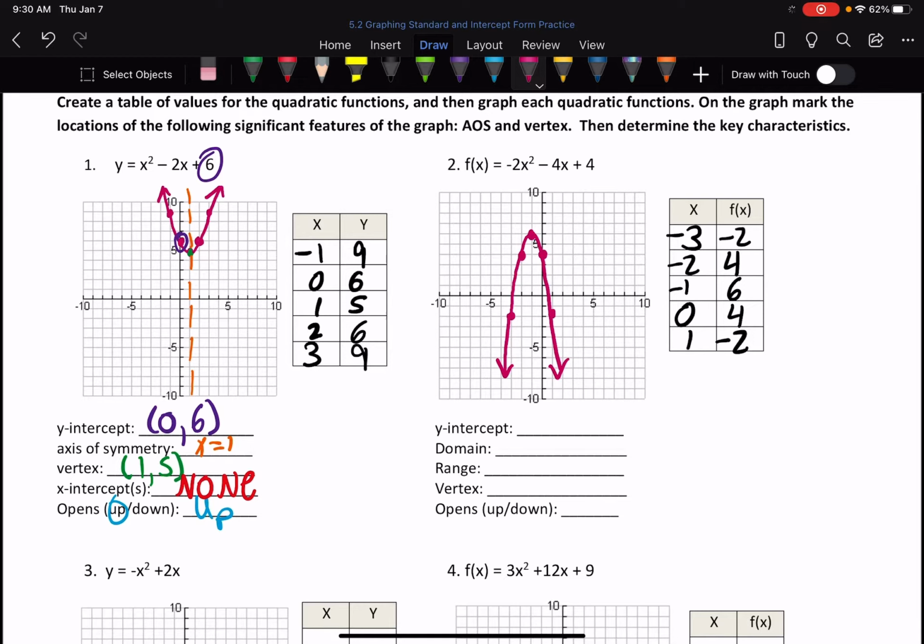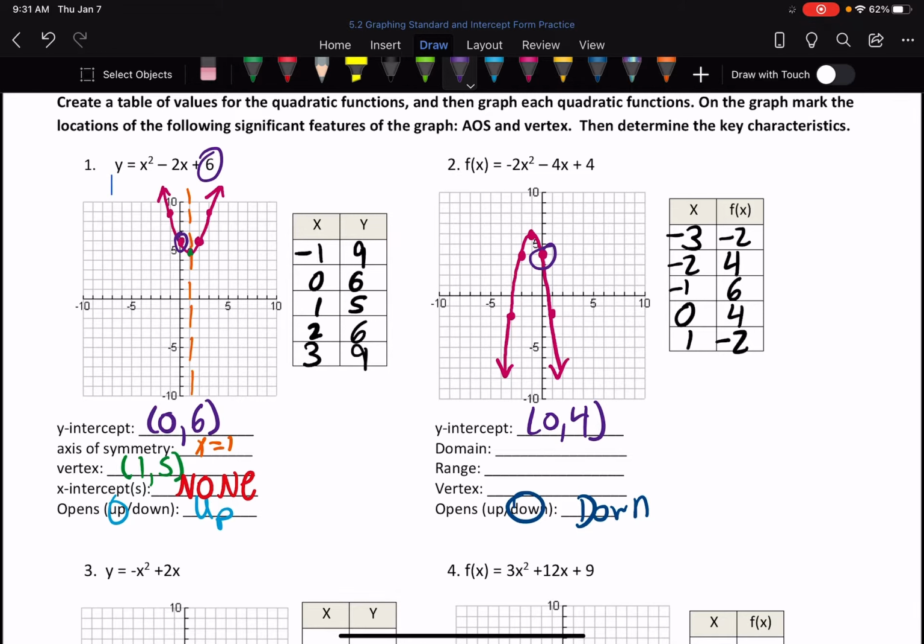Notice that this parabola is facing downwards, so it's opening down. Looks like a bowl flipped over on itself. If I look at the function, our c value is at +4, so that means that our y-intercept should be at 0, +4. And if we look at our table, this is the case. If we look at our graph, it all works out.